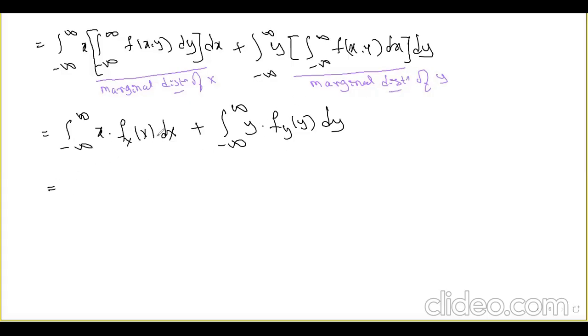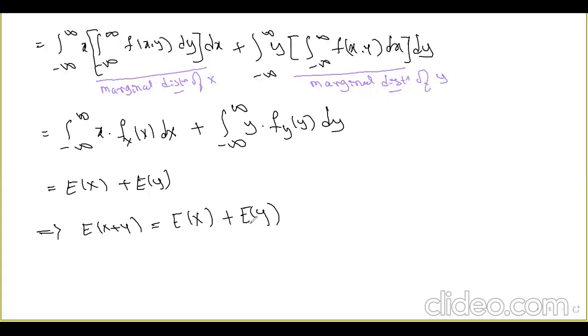So this is nothing but our definition of expected value of x, plus, as it is, our definition of expected value of y. So on the left side we have the expected value of x plus y, which is equal to expected value of x plus expected value of y. This is the very simple proof of the addition theorem of expectation in the continuous case.